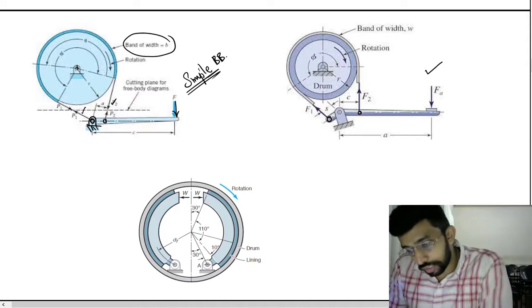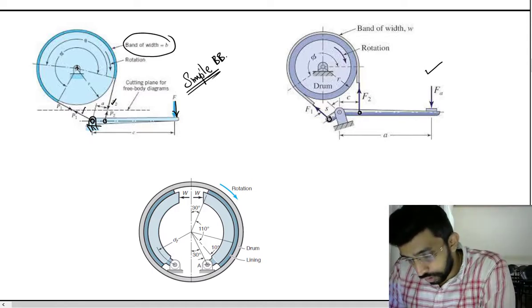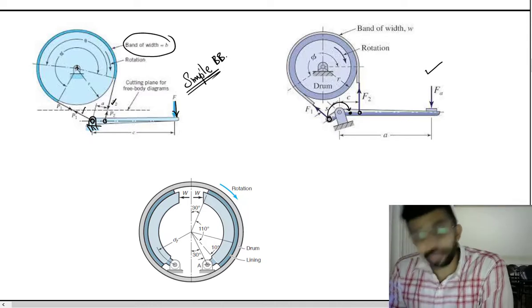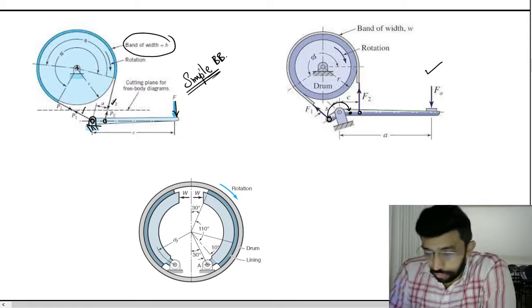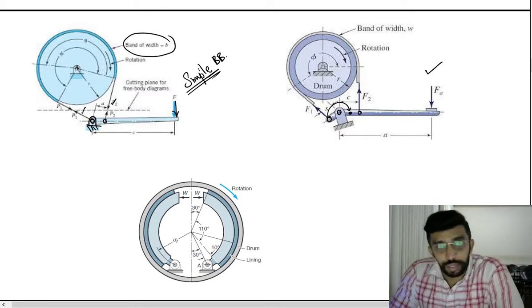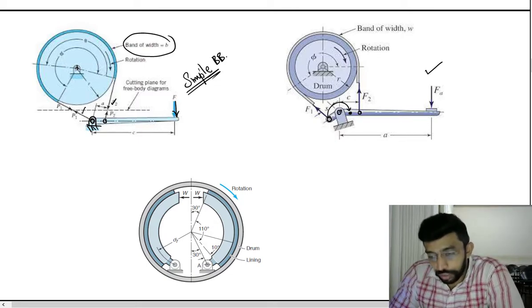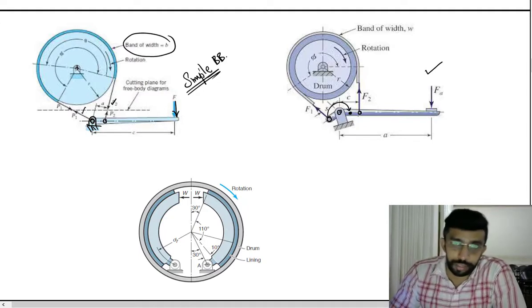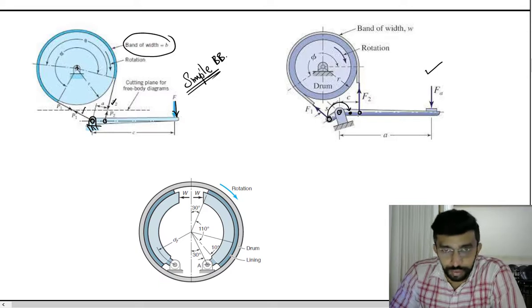You can shift this connection to this position also, but it should not be on the hinge or the fulcrum. It should not be on this particular joint. If it gets connected to the joint, then it is a simple band brake. Otherwise, it is called a differential band brake. That's the basic difference, and you should understand that.